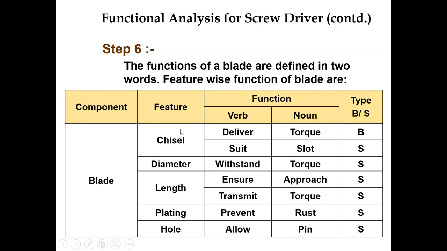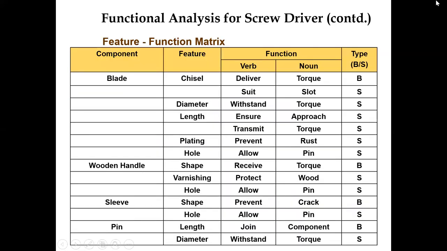And these are the micro level things that normally we need to do. And this is the overall component parts having blade, handle, sleeve, and pin. And these are the different features. We have seen the features of a blade. You can also see the features of a handle. So the handle should have a proper shape to receive torque. So you need to define the individual function.